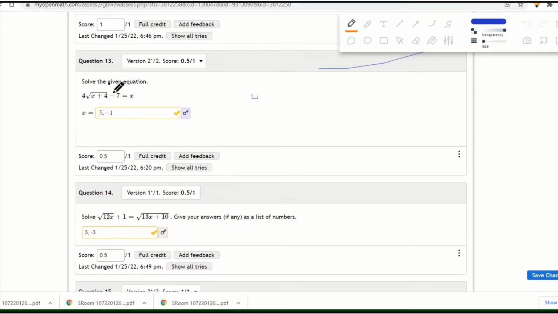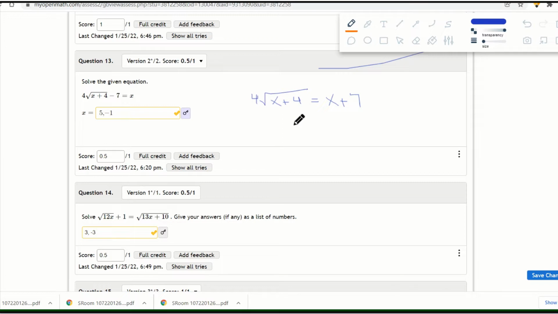All right, so we're going to move this 7 to the other side. So that will be 4 square root of x plus 4 equals x, and the 7 will become positive as it goes across: x plus 7.